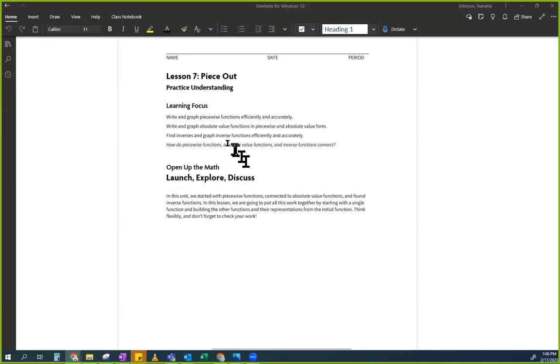So we're going to be continuing 4.7, which is called Peace Out. And whenever it says practice understanding, it's not a new concept. You're just going to take everything that you learned before and then lay it all out. Yes, the test is on Wednesday.